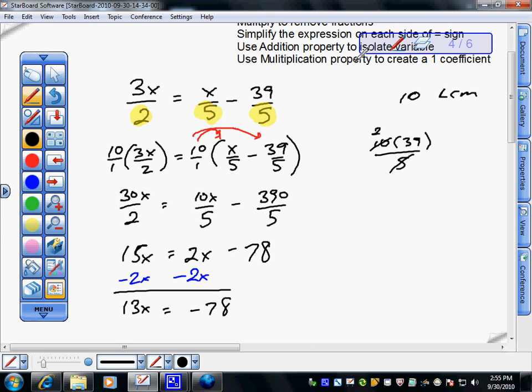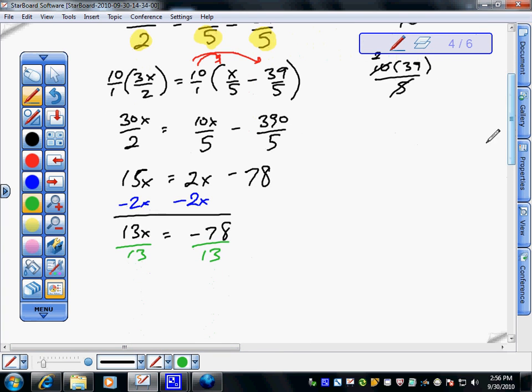So now what do I have to do? Divide. Use multiplication property to make a coefficient of 1. So if I divide both sides by 13, it's not a negative 13, by 13, I'm going to get x, because the 13's reduce away, and on the other side I believe that divides out to be a 6, and it would be a negative 6 because of the negative 78 that was living there. And again, we can plug it back into the original and check our answer.